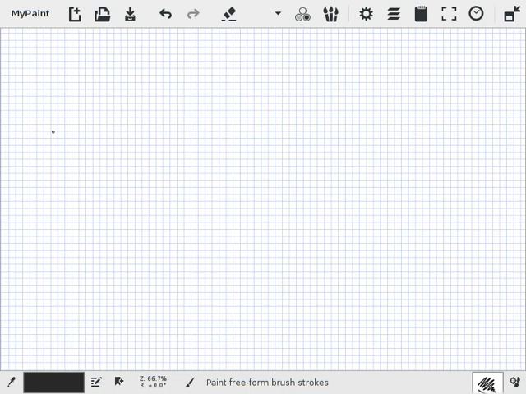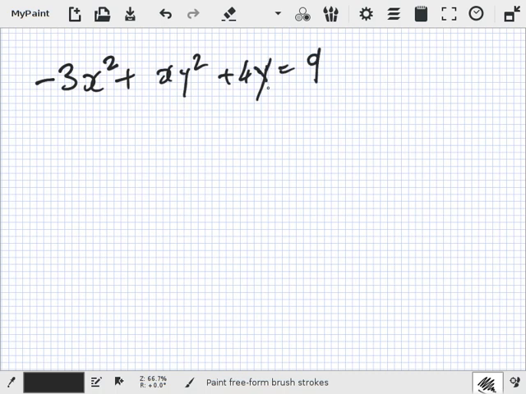So we have minus 3x squared plus xy squared plus 4y equals 9, and we want the derivative here. Now this is a special type of derivative. I wonder if anyone knows which lesson this came from. It's the lesson that has you differentiate in x's and y's, not just x's. I believe it's the fourth lesson in your book.